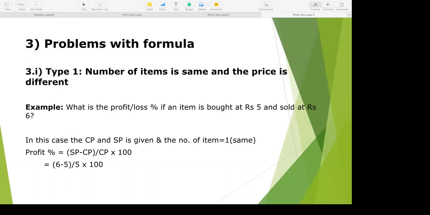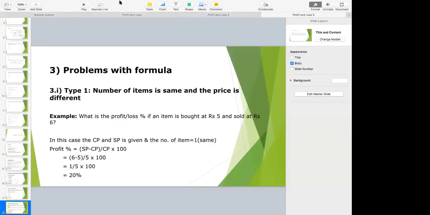So after you put the value in the formula, (SP minus CP) upon CP into 100, (6 minus 5) upon 5 into 100 will give you 1 by 5 into 100, which will give you 20%. Okay. So is this part clear, guys? Have you understood what is the condition for this formula? The simple condition is the number of items is same. In this case, the number of items is 1. Even if the number of items is 70, 80, 100, 200, you can simply use this formula. You don't have to calculate the CP or SP per unit.